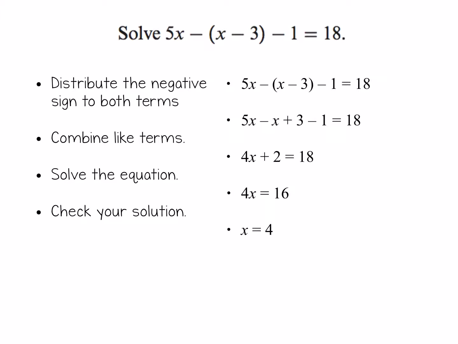Now one last step, we just want to check to make sure our solution is accurate, substituting the 4 back into the original equation. Let's do the math in the parentheses, and let's do the multiplication. So we'll just follow order of operations on the left. And we get 20 minus 1 equals 18, and yes, 18 equals 18. So my solution of x equals 4 is correct.